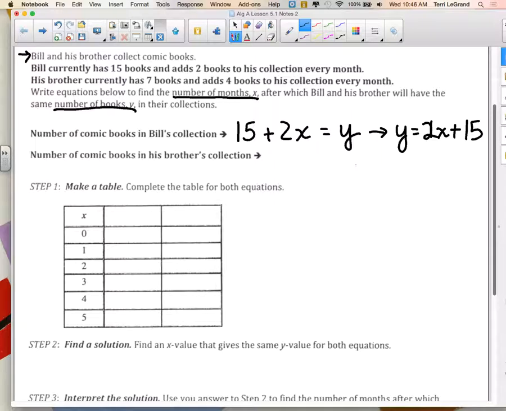Yeah. Okay. Well, now I want you on your own paper with your pencil to write an equation for his brother's collection. What equation could represent the brother's total number of books after a given number of months?